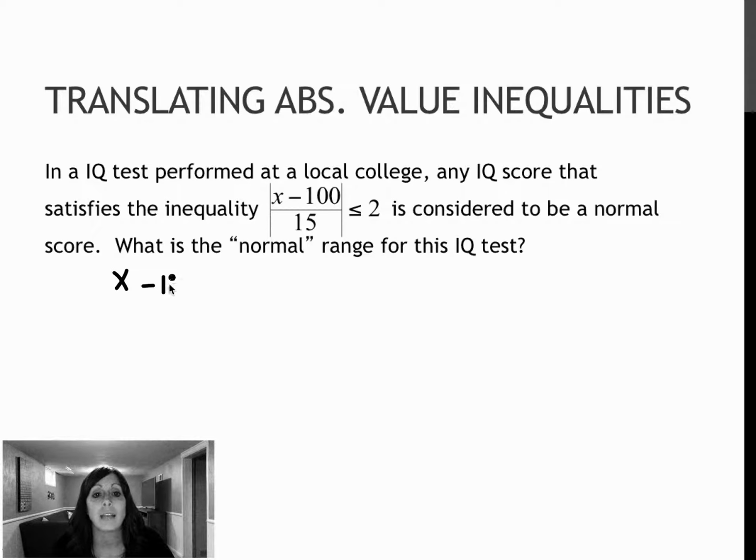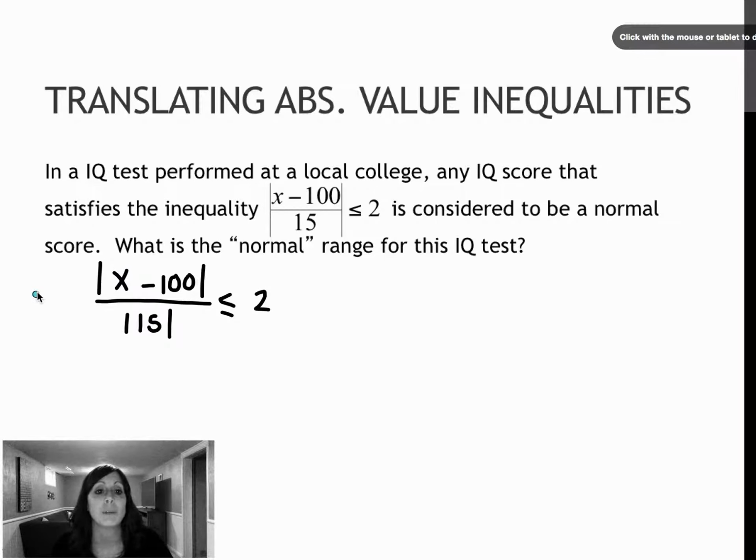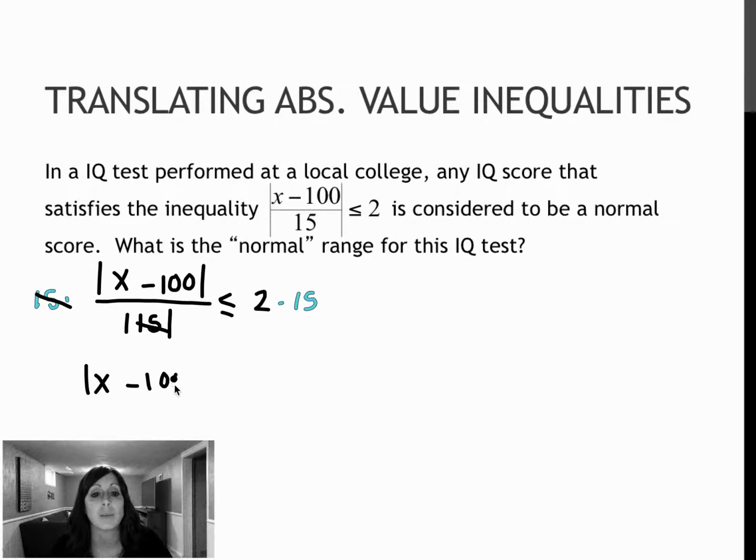I would write this as x minus 100, and then I'm going to write the numerator in the absolute value bracket and write the denominator in the absolute value bracket. This is a helpful strategy to get the absolute value away from the 15 because I can find the absolute value of 15 to be 15. So to solve, I would simply multiply by 15 on each side of my inequality, which gives me the absolute value of x minus 100 is less than or equal to 30.